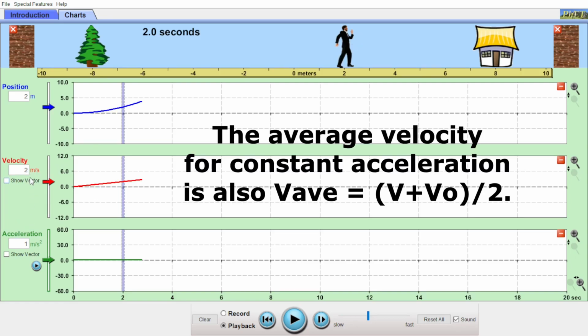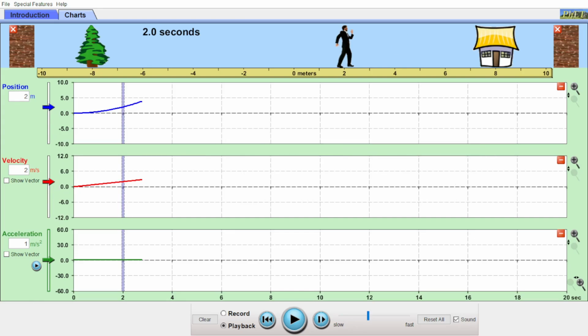And here, what would the initial velocity be? 0. Well, what's the final velocity at that time? 2. So the average is going to be the sum, 0 plus 2 is 2, divided by 2. That's 2 divided by 2 is 1. That'll give us 1 meter per second. Okay, so it worked in that case. Okay, that's great. Let's try a different case.